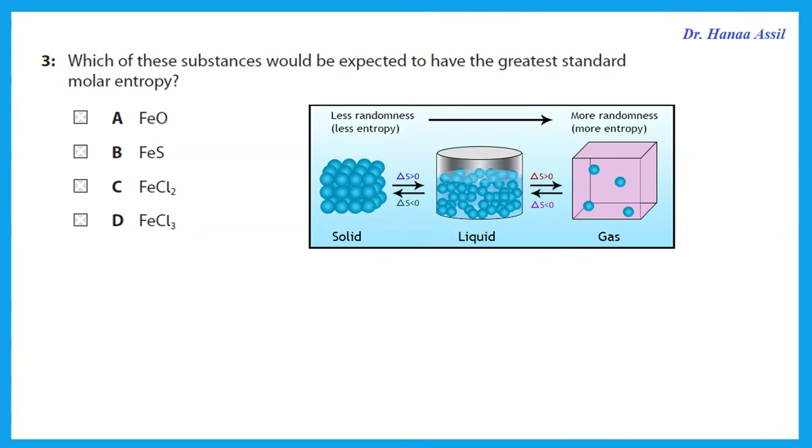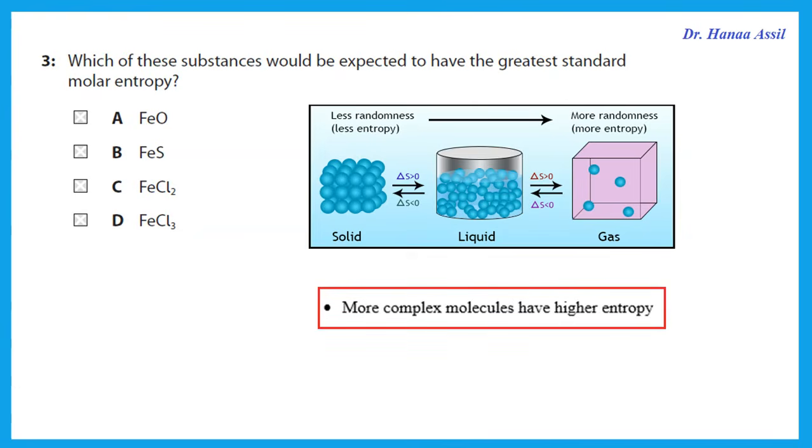But here we're comparing between solids. All of them are solids, so the more complex would have higher entropy. More complex means more atoms, more electrons in the molecule. That would be higher entropy.